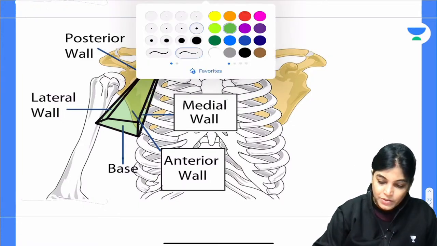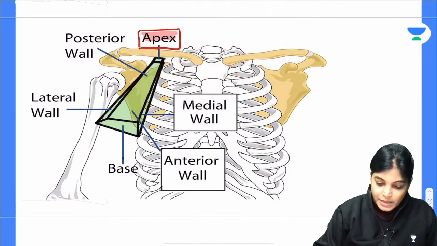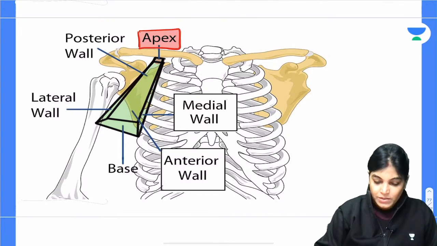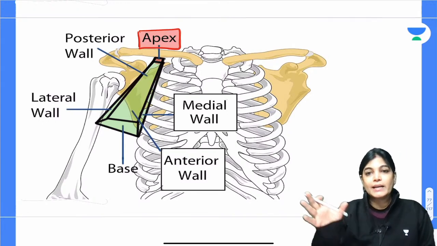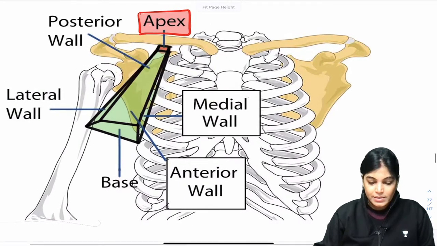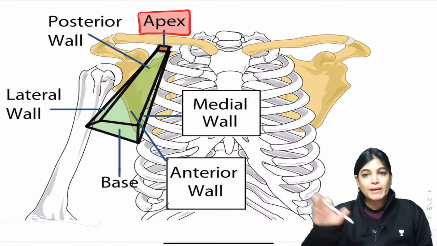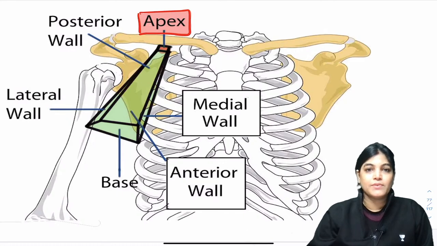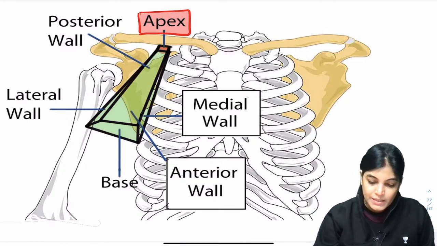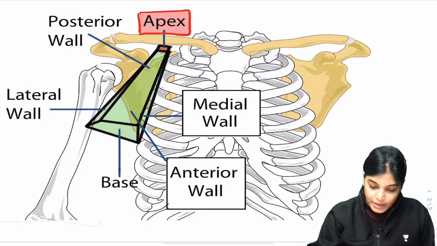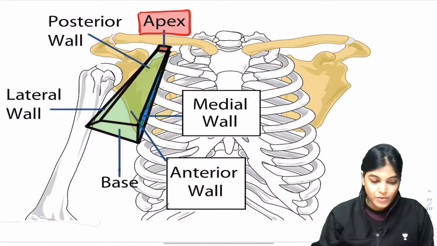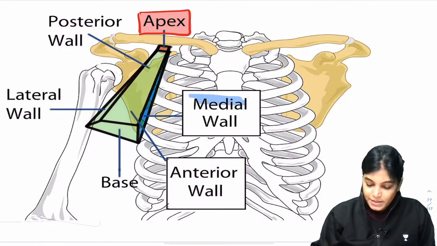Now here, if I talk about the apex, this is the apex which is going towards the cervical region. If you want, I can slightly enlarge this image also. So apex is targeted towards the neck region or the cervical region. When I talk about the medial wall, it is more extended towards the chest, so it is covered by the ribs, and the ribs are covered by the serratus anterior muscle. So this is the medial wall, that is, the medial wall is formed by the lateral aspect of the chest wall.